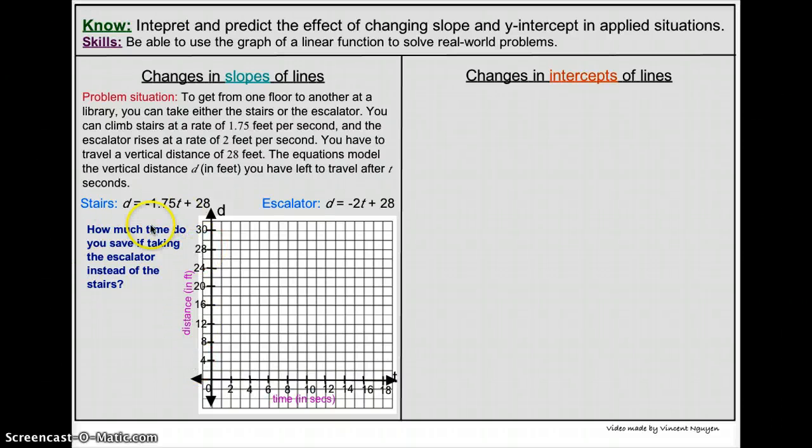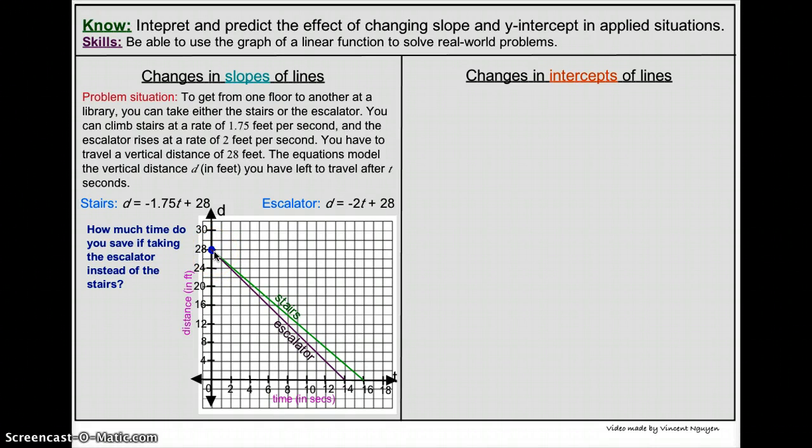The question in this problem is, how much time would you save if taking the escalator instead of the stairs? Because the escalator is going to be faster. So I am going to graph these two functions, and you can put these into your graphing calculators and get the lines yourself.